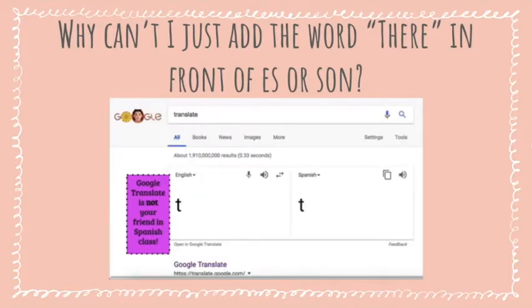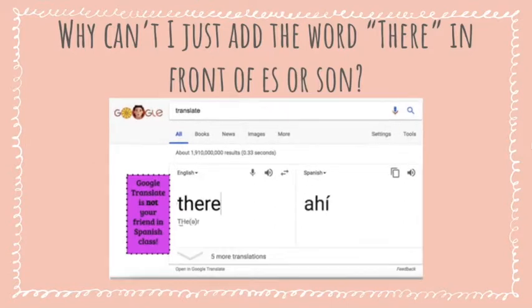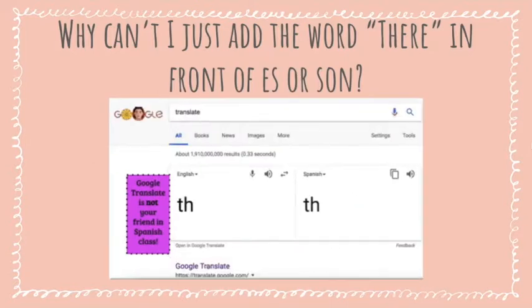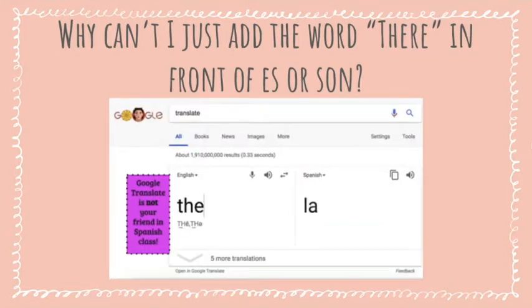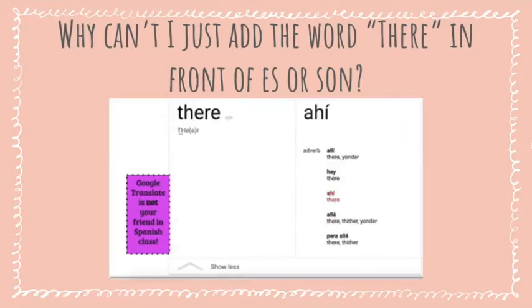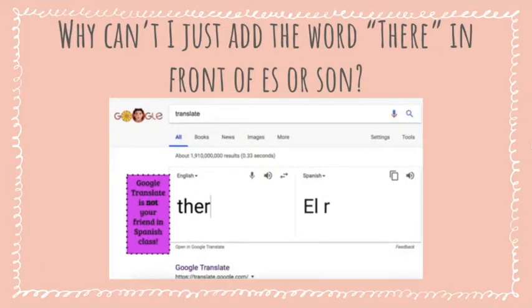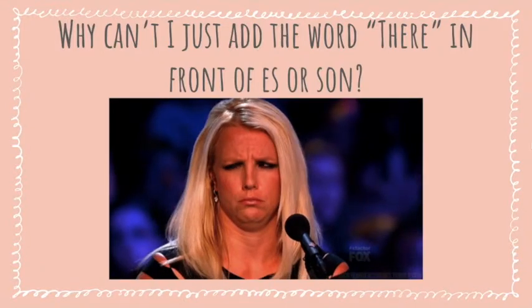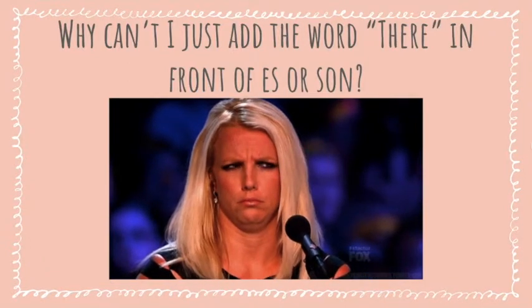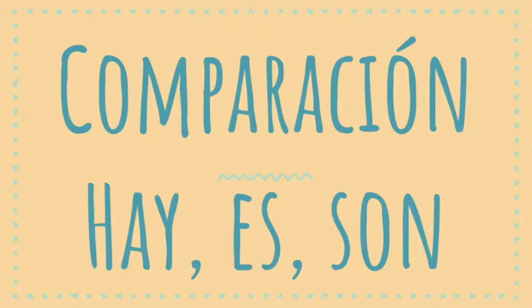So please, under no circumstances whatsoever, should you go into Google Translate and look for the word there: allí, allá, ahí, para allá, none of that. Do not put that in front of es or son, because you are going to get a sentence that says over there, it is a chair. And that doesn't make any sense. So unless you want other people giving you this look when you're speaking to them, I really wouldn't recommend doing that.